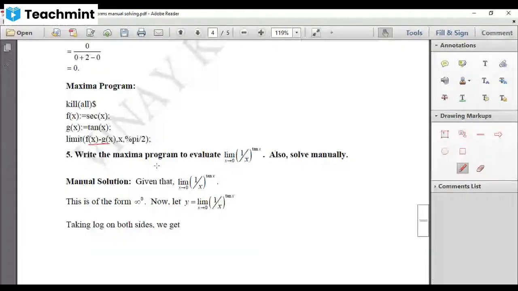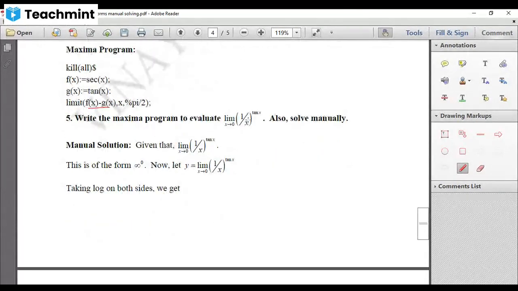Write the Maxima program to evaluate limit as x tends to 0, 1 by x whole to the power of tan x, and also solve manually. As usual, let us consider this. If you put x equal to 0, you'll get 1 by 0, which is infinity, to the power of tan 0 is 0. So this is of the form infinity to the power of 0.